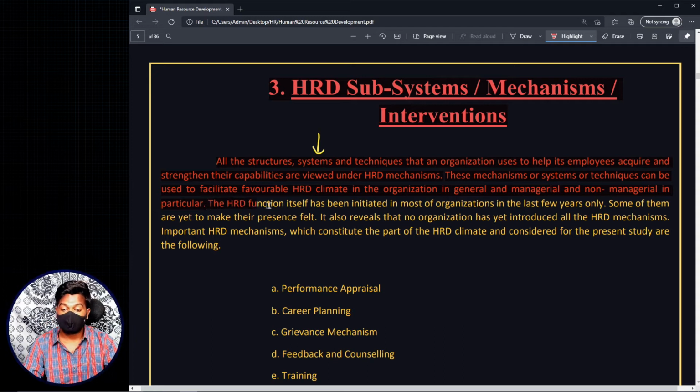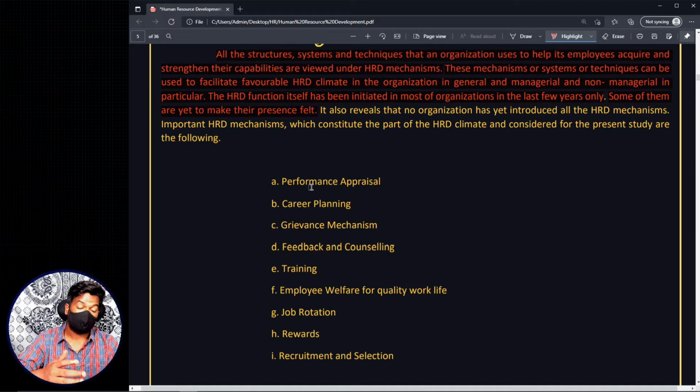Now, the HRD function itself has been initiated in most of the organizations in the last few years only. Now, some of them are yet to make their presence felt. That means we will be talking about a list of human resource development mechanisms, and all these mechanisms came into picture not very long ago, and even now there are so many organizations which have not implemented all of these things. That means there are very few organizations which have used all these different interventions, and most of the organizations use basically only a few of these particular HRD interventions or mechanisms.